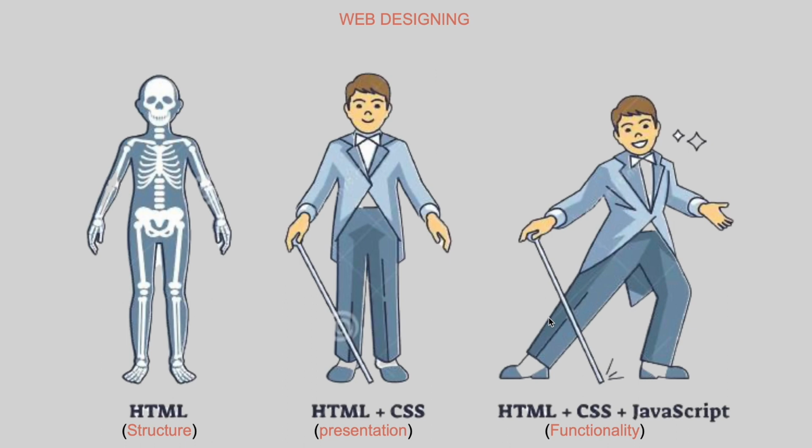Here is an image to also explain it more. You can see a man here with nothing on. That's the HTML, the structure. When this man puts on clothes, that's HTML with CSS, the presentation aspect. And when this man started performing, that's HTML, CSS, and JavaScript. That's the functionality aspect of it. A simple illustration that could make you understand how HTML, CSS, and JavaScript work together.